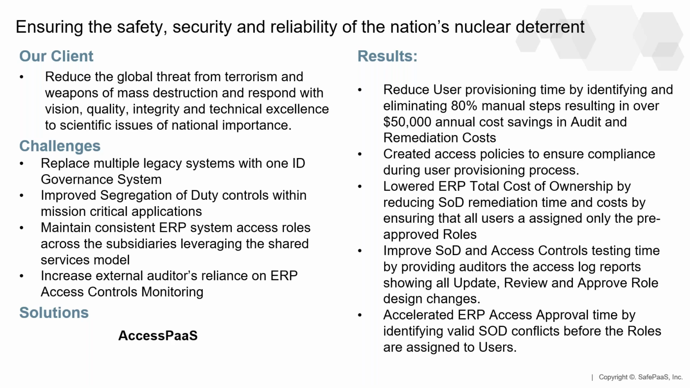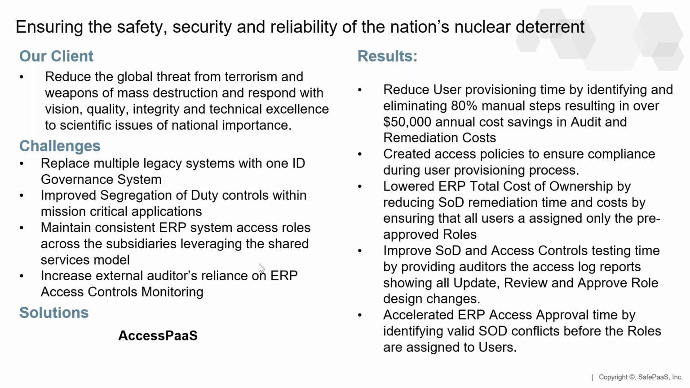I think you all saw my example earlier about the fragmented approach to identity governance, and unfortunately that's what they had. They were completely doing what they need to, but it was just taking them a tremendous amount of time to accomplish this. And so maintaining consistent access across their ERP system, subsidiaries, etc., that had shared services, etc. And then of course they have lots of auditors, as you might imagine. And the auditors were looking at being able to rely on this data and be able to perform certification through access controls monitoring. So they chose us and our product, SafePaaS, which is the platform that I had mentioned.